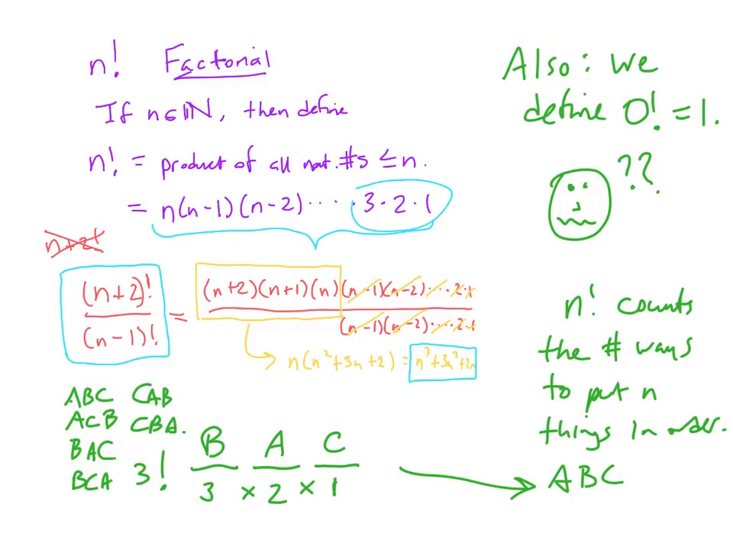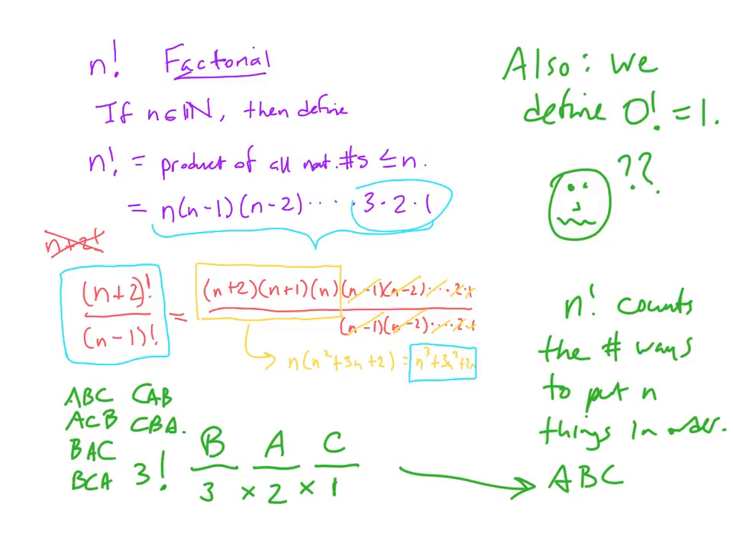Well, how many ways are there to put 0 things in order? That would tell us what 0 factorial would be. Well, if I have nothing, and I want to put nothing in order, then, well, I'm done. I did it. There was only one way to do it. There's only one way to do nothing in mathematics, and that is to do absolutely nothing. So that's one reason why 0 factorial is 1.